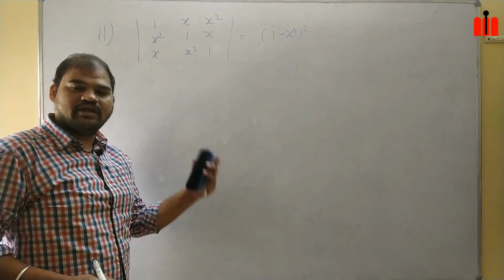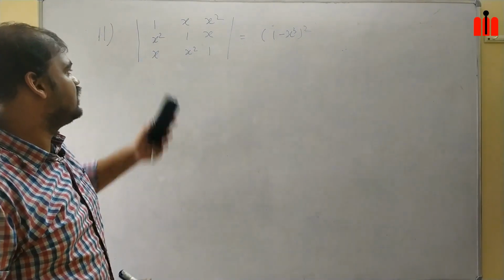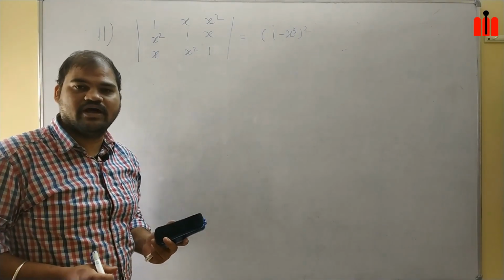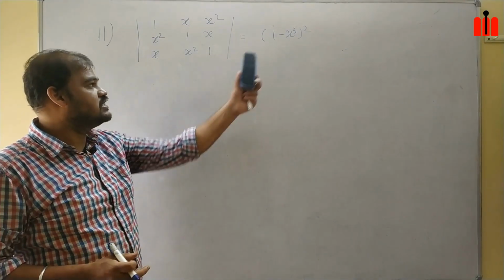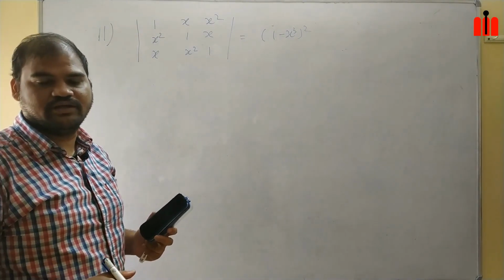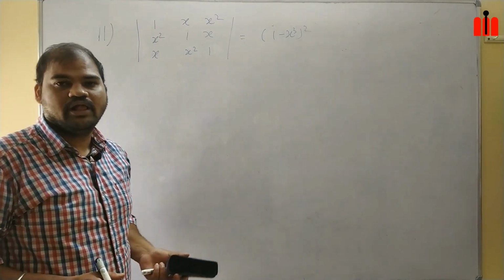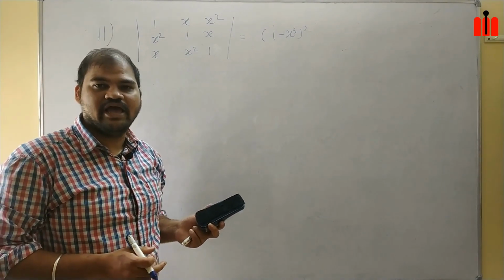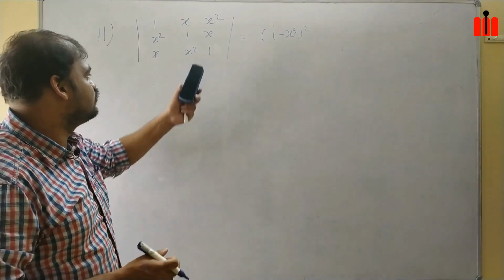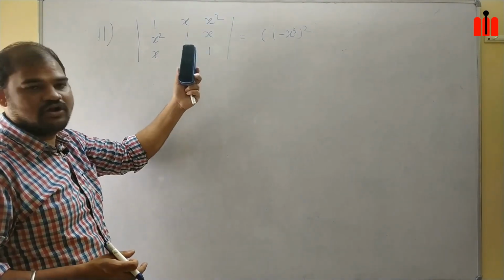Let's move on to question number 11. We have to show that the determinant of 1 x x square, x square 1 x, x x square 1 is equal to (1 minus x cube) whole square. Now 1 minus x cube, what is the expansion of that? It is (1 minus x)(x square plus x plus 1). So we have to make x square plus x plus 1. How will it be made?